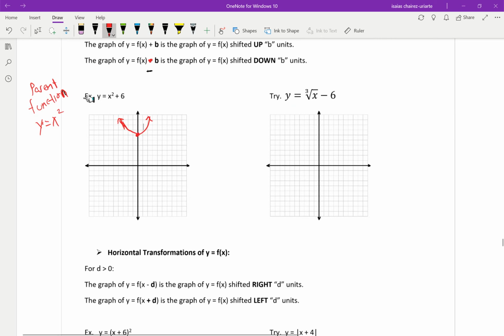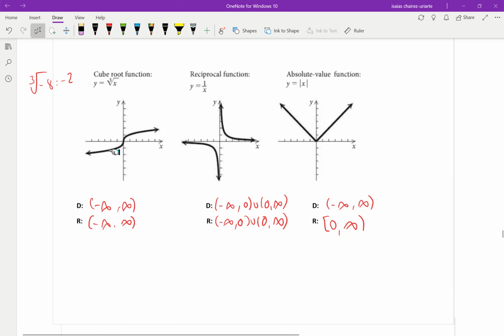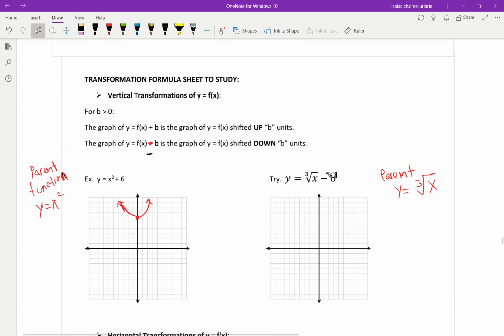It's definitely worth your time to know what the parent function is. So here the parent function was x squared. What the plus 6 did is just move it up 6 units. Okay, good. Let's see here. The parent function here is y equals cubic root of x. And let me remind myself what it looks like. The cubic root of x, okay. So it's this little sideways curve. And what this minus 6 does to it is it brings it down 6 units.